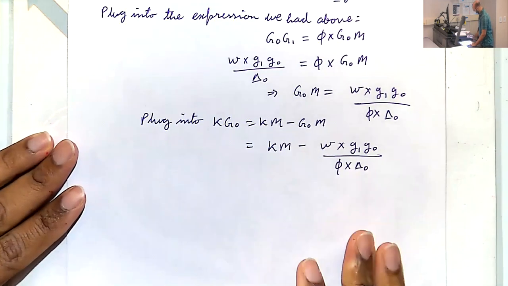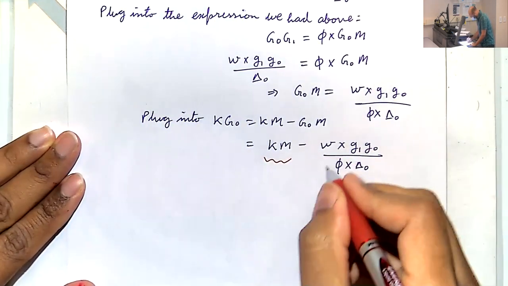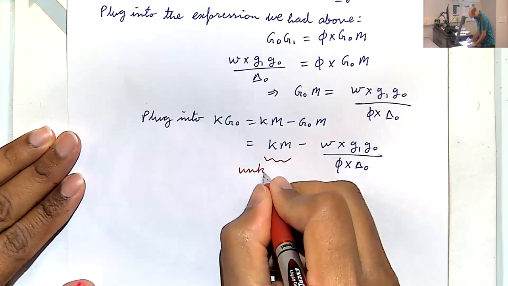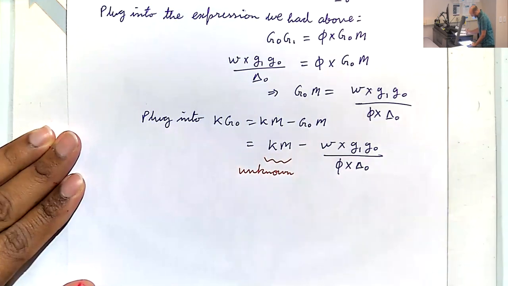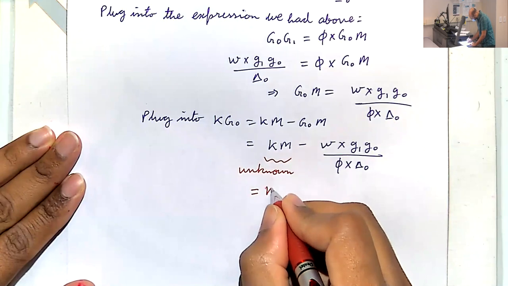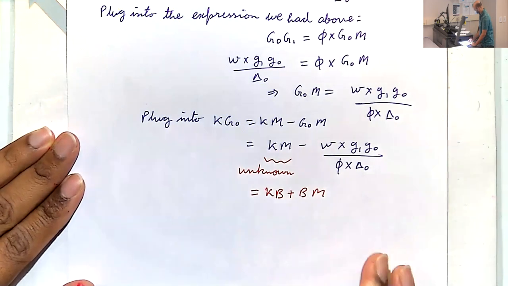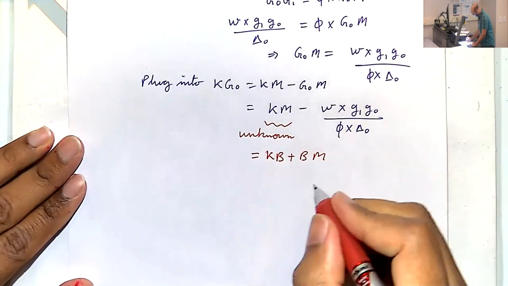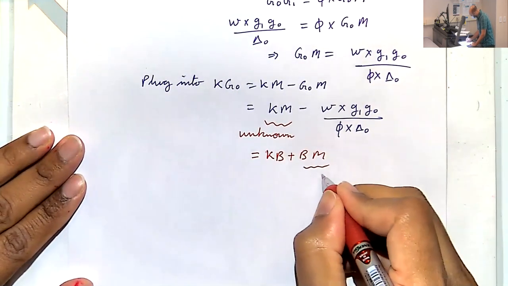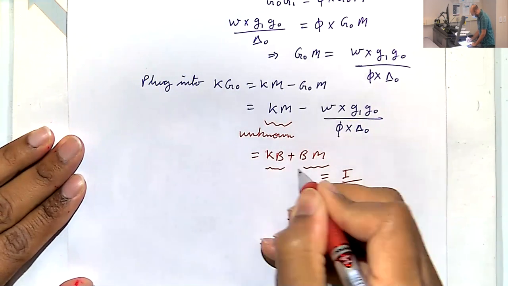All right. And right now this guy is unknown. Everything here is known. So this is unknown. We know this is equal to KB plus BM. This we know how to compute. This is I over nabla. And this we can compute.